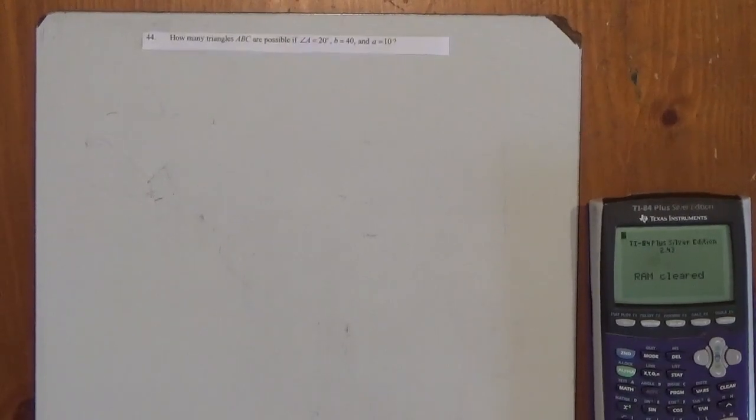Number 44 says, how many triangles ABC are possible if angle A is equal to 20, side B is equal to 40, and side A is equal to 10? This is one of those. If they're asking us how many triangles, it's probably an ambiguous case, and we want to check that.